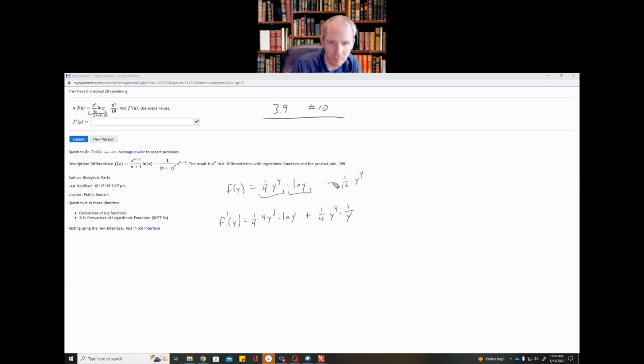Over here, when I differentiate, I'm going to think of this as a negative 1/16. The derivative of y to the 4th is 4y cubed. So now let's simplify a little bit. 1/4 times 4 cancels, so I get y cubed times ln of y. And then I have plus 1/4 y to the 4th times 1 over y, which is y cubed. And then minus 1/16 times 4 is 1/4 y cubed. So positive 1/4 y cubed minus 1/4 y cubed add to 0. So I get y cubed times ln of y.